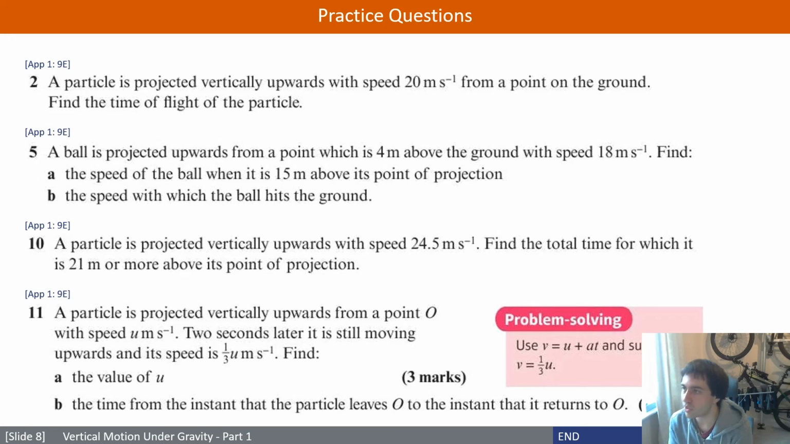So just 4 questions for you to try. They're all on this slide. See if you can give them a go. I think my face is covering something here which says 4 marks. That last part, 11b, is 4 marks. And the tip here says use v equals u plus at and substitute v equals a third u. That will make sense to you when you get to that question. Obviously, start from question 2 first. Give these a go. Let me know if you have any difficulty, and we'll do a part 2 next time. You can pause the video now.